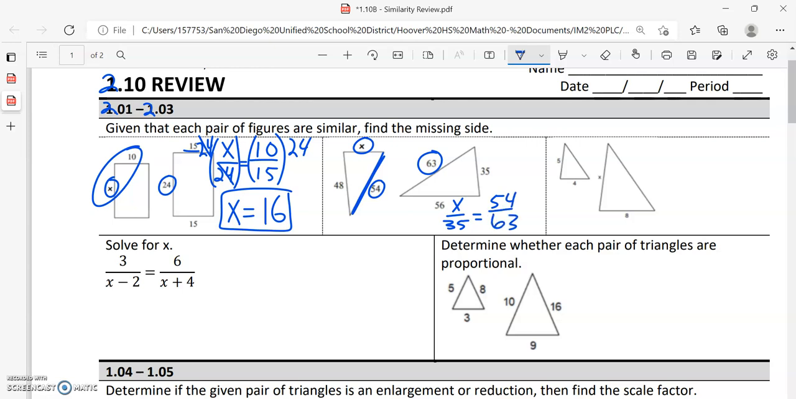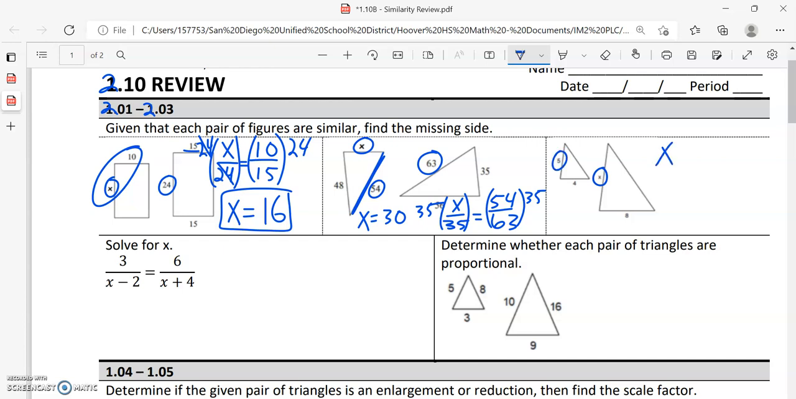Just like the last question, multiplied by the denominator. And you're going to do 54 times 35 divided by 63, and we get 30. X equals 30.